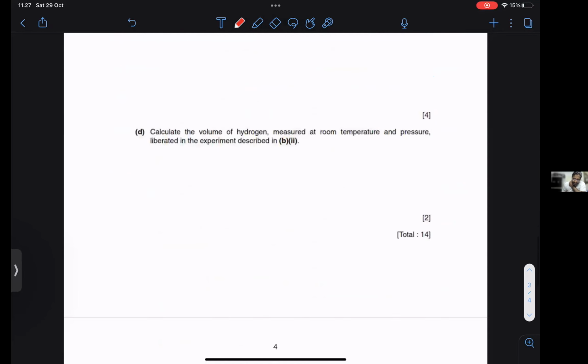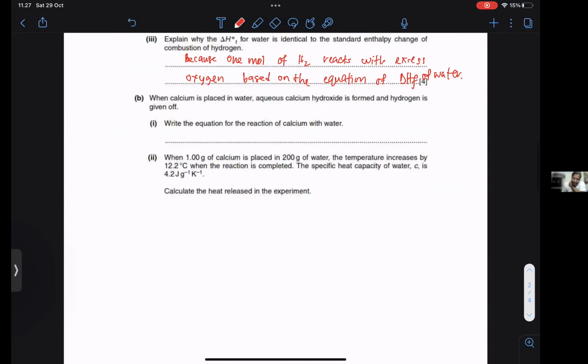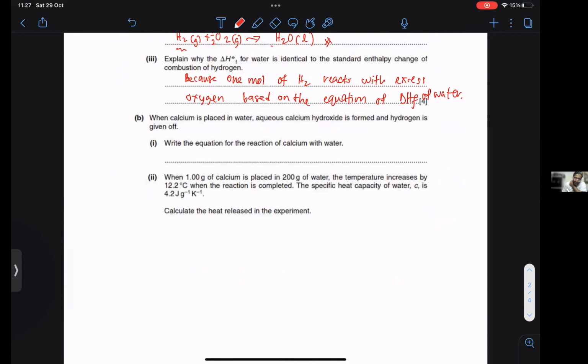And let's say here, when calcium is placed in water, hydrogen is given also. Calcium reacts with water to give you calcium hydroxide. This one is the part that I told everyone I'm skipping for now. But in the class I will go through this. I don't mind teaching now also, but in the class I will teach again.